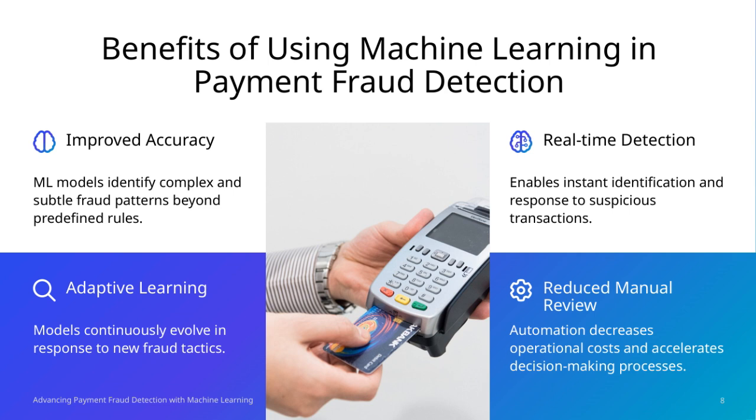Another key benefit is adaptive learning. Machine learning models aren't static, they continuously learn and evolve as new fraud tactics emerge. This adaptability keeps the system effective even as fraudsters develop more sophisticated methods. Finally, there's a significant reduction in manual review. By automating much of the detection process, companies can cut operational costs and speed up decision-making, allowing human experts to focus on the most complex cases. Together, these benefits make machine learning a powerful tool in the fight against payment fraud.